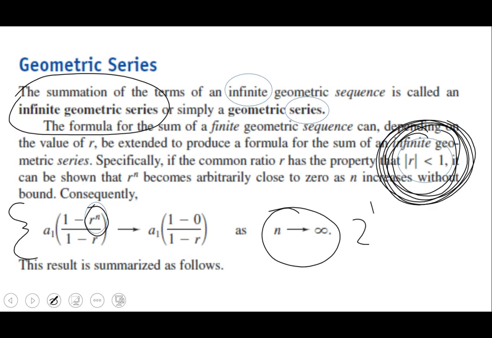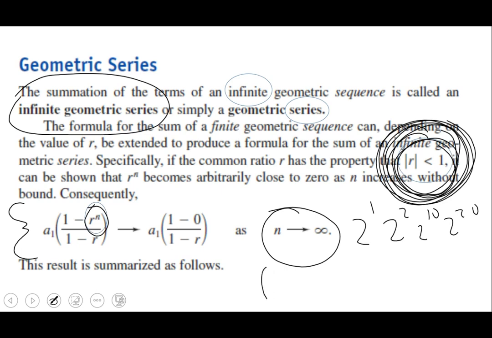If you did 2 to the first, you'd get 2. 2 squared, you'd get 4. 2 to the 10th, getting bigger. 2 to the 20th, getting bigger and bigger and bigger. If your sequence is getting bigger and bigger and bigger, there is no way for you to find the sum because it just keeps going and going and going. Let's say instead, though, that the absolute value of r was less than 1.